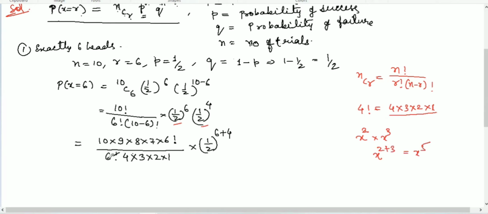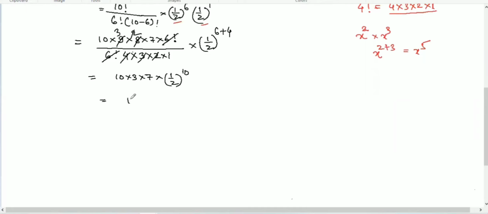Now simplify: 6 factorial will be cancelled. Cancel 4 with 8, and 2 to cancel. 3 multiplied by 3 is 9. So we have here 10 multiplied by 3 multiplied by 7 multiplied by half to the power 10.